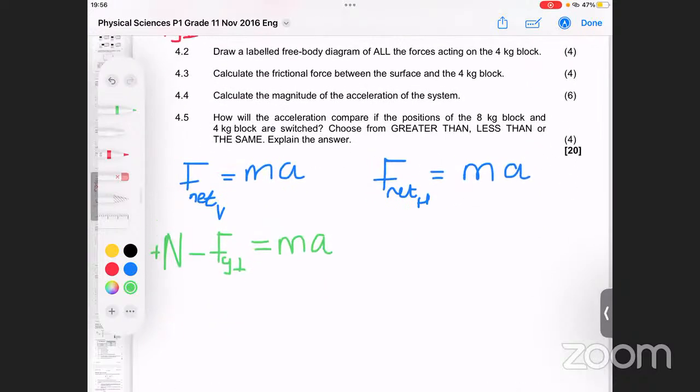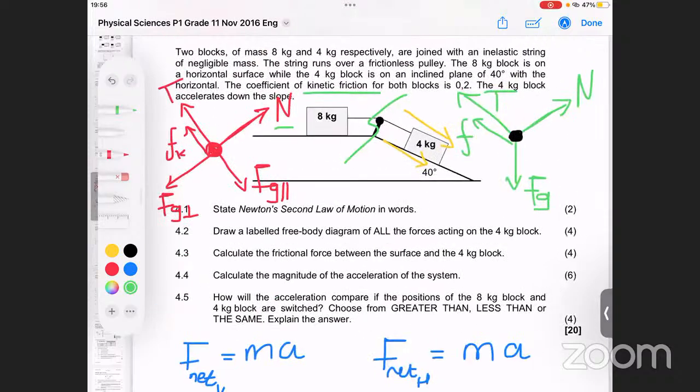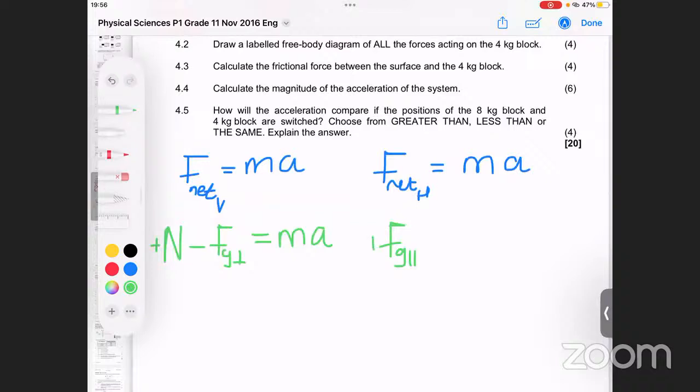What else? On the other side, we can therefore say we have FG parallel, we take it to be positive, that one. So that means this was positive, that was negative, this will be negative, this will be negative. Meaning we have positive FG parallel, we minus that FK, we are also going to minus the tension, and then this will therefore be equal to MA.